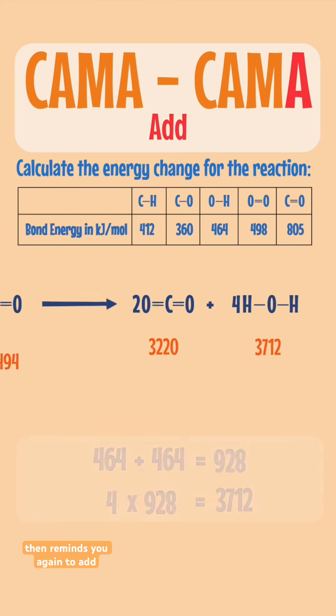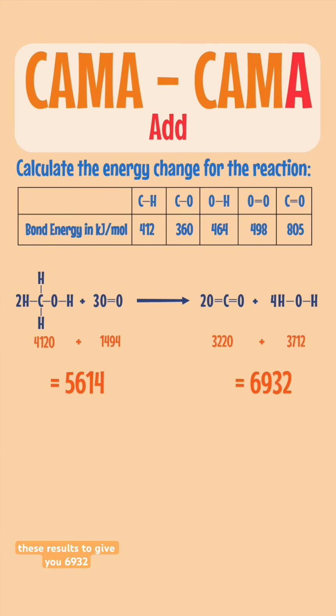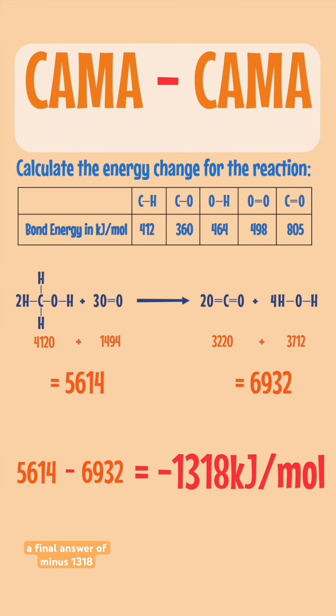The A then reminds you again to add these results to give you 6,932. And finally, the dash between the 2 CAMAs reminds you to subtract the 2 numbers to give you a final answer of minus 1,318 kilojoules per mole.